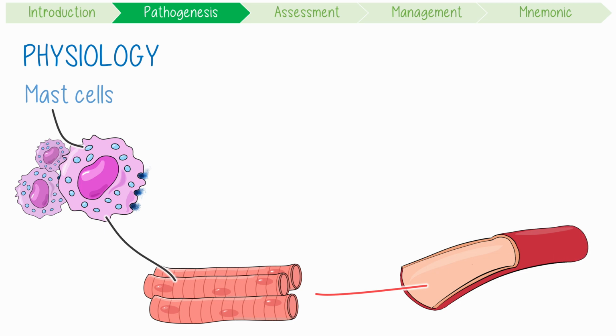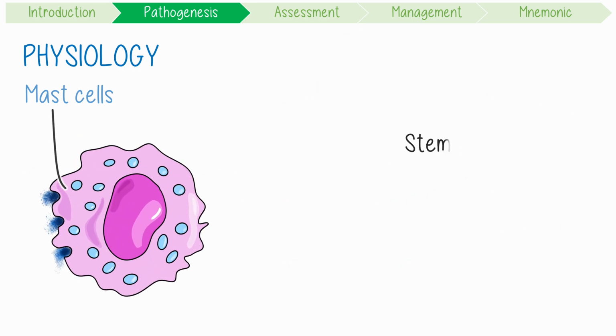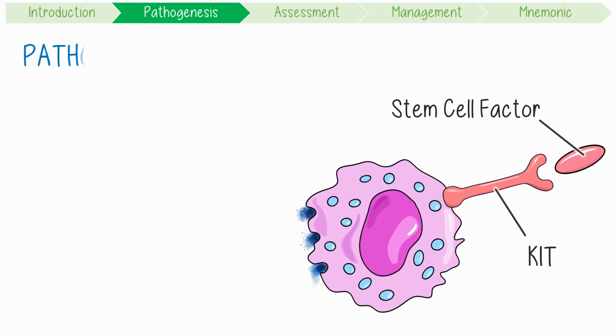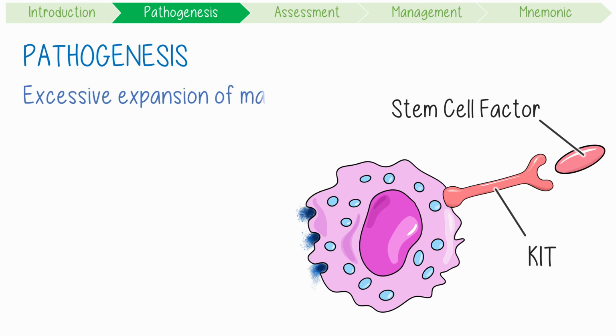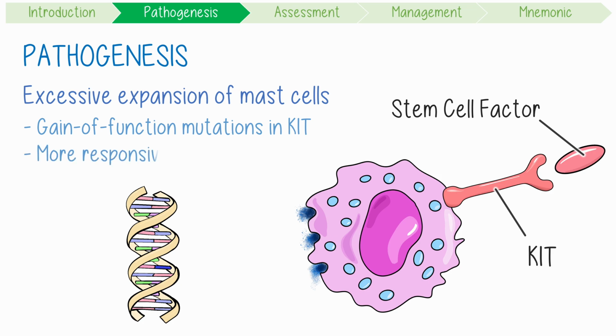Once activated, these granulocytes can release potent inflammatory mediators like histamine to defend against helminthic parasites or cause symptoms of allergic diseases. Stem cell factor is a growth factor essential for mast cell development and proliferation. Its surface receptor on mast cells is called KIT. Now, the pathogenesis of mastocytosis is underlined by the excessive expansion of mast cells, and many of these genetic abnormalities associated with the condition arise from gain-of-function mutations in KIT. This makes mast cells more responsive to their growth factors.